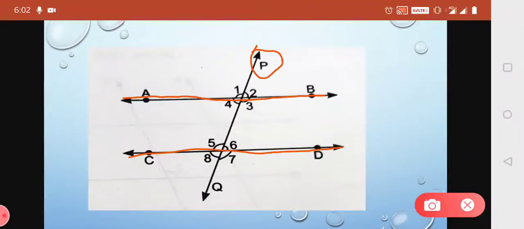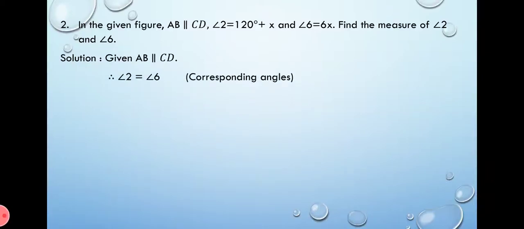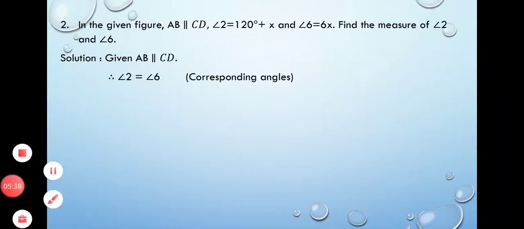So, we have to find measure of angle 2 and measure of angle 6, which is clear from the figure that these both angles are equal because they are corresponding pairs of angles. So using this concept, we can find the measurement of both angles. Solution. It is given that AB is parallel to CD. Therefore, angle 2 will be equal to angle 6. Why? Because they are pair of corresponding angles.